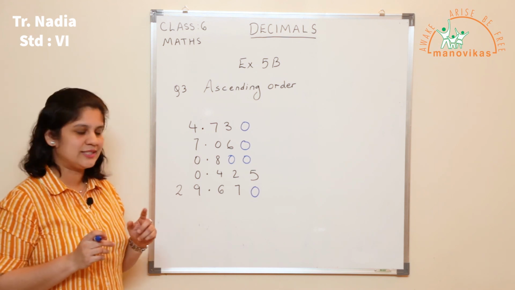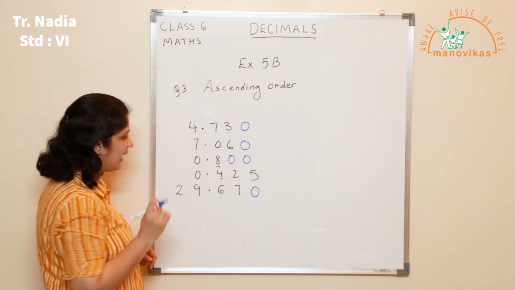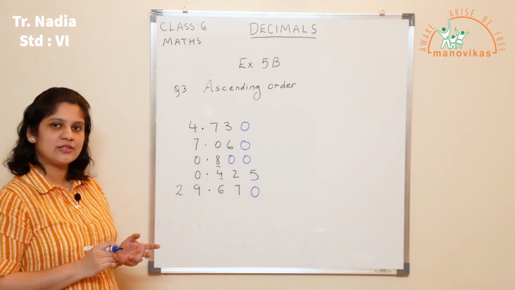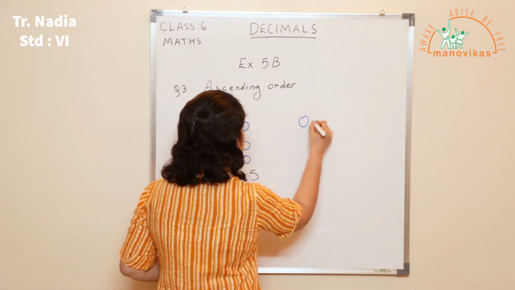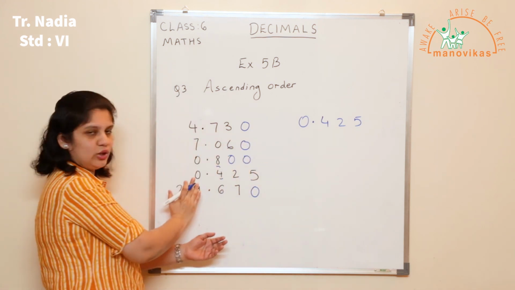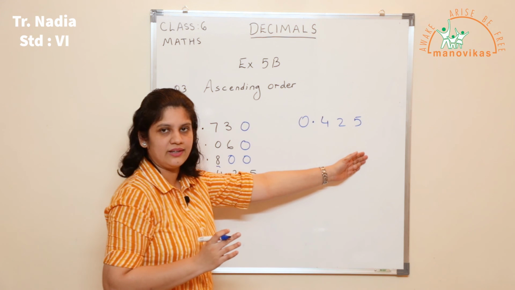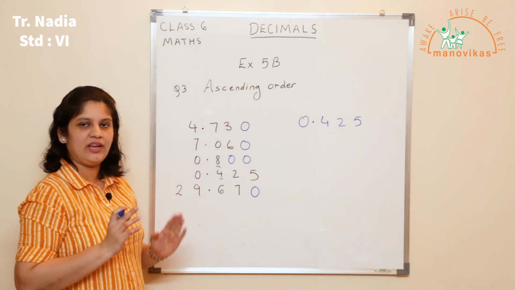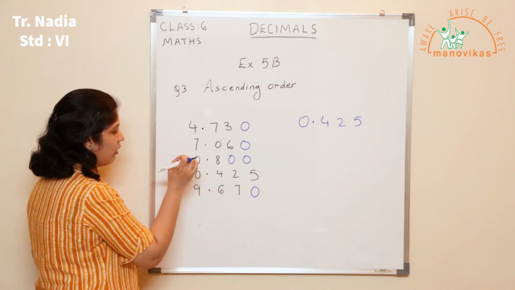Look at their tens place. Now one is having 4 in the tens place, the other is having 8 in the tens place. So which is smaller? 4 is smaller. So the first number will be 0.425. So children, write your question here neatly one below the other, and just next to it write the answer in the same way one below the other. So 0.425 is the smallest.